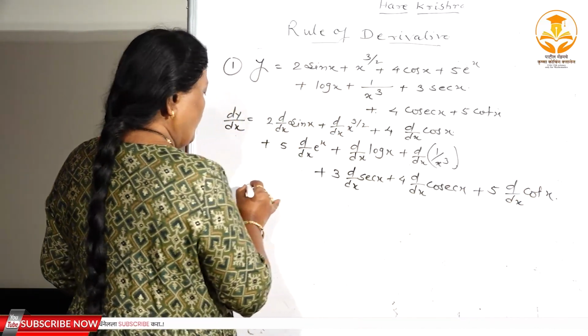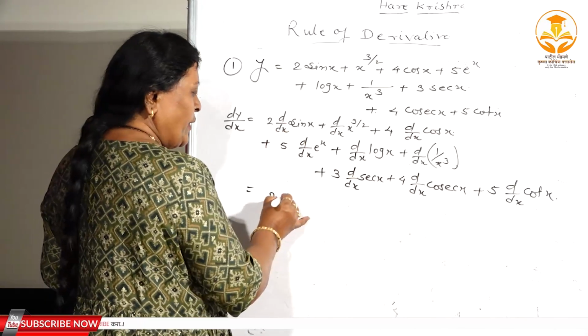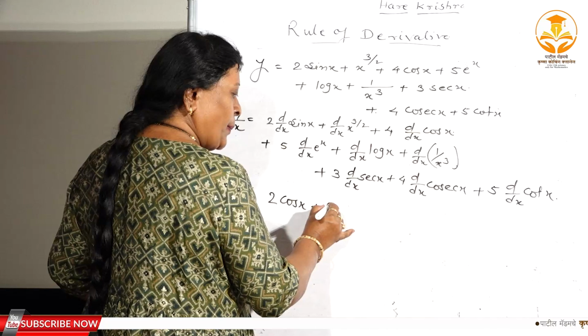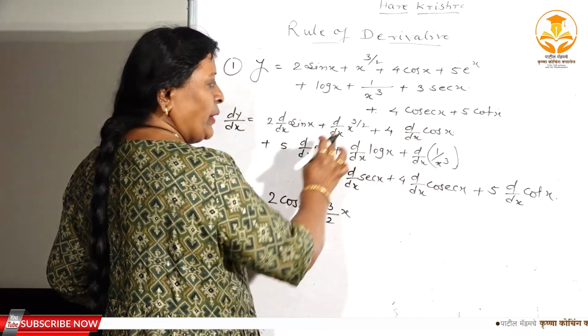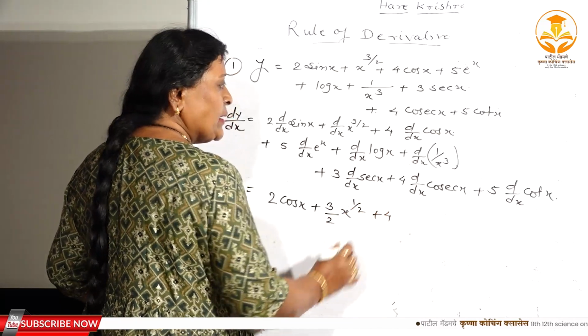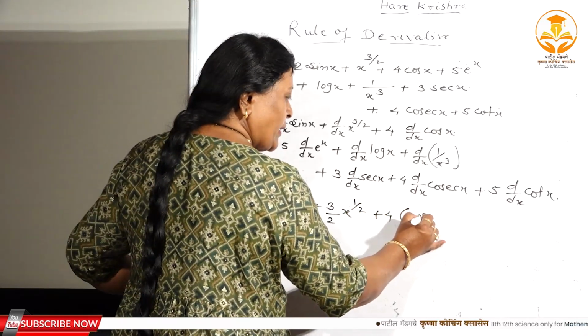Right? So, 2 sin x, derivative cos x. Again power formula. The power is multiplied: 3 by 2. x to the power n minus 1 means 3 minus 2, 1, so 1 by 2. 4 remains as it is. Cos x, derivative minus sin x.